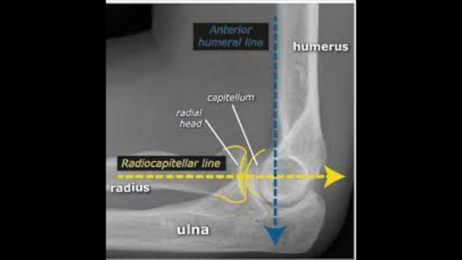Take a look at the coronoid process, the capitellum, and the radiocapitellar line, which should be perpendicular to the anterior humeral line. Also take a look at the radial head and the olecranon process. Supracondylar fractures, you're going to see abnormal anterior humeral line on the lateral view, and also that fat pad sign.